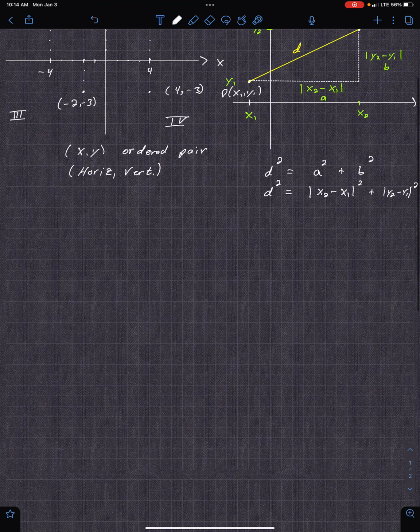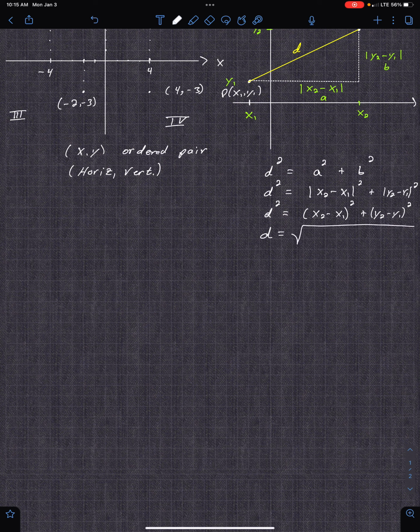But you're squaring absolute values, so you can drop those. So D squared is equal to just x2 minus x1 squared plus y2 minus y1 squared. And it doesn't matter the order of those values, right? Because you're going to square it anyway. Then you take the positive square root and you get your distance formula.